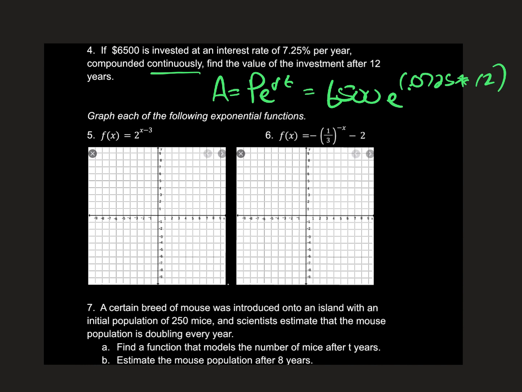6,500 e to the 0.0725 times 12. Sorry, I'm punching this in while the video is running. Probably not the best thing. So I'm getting $15,514.92. And you should get the exact same thing.